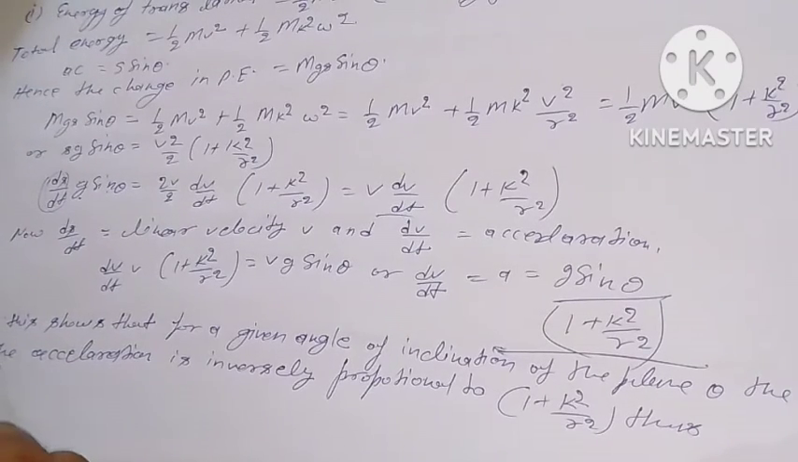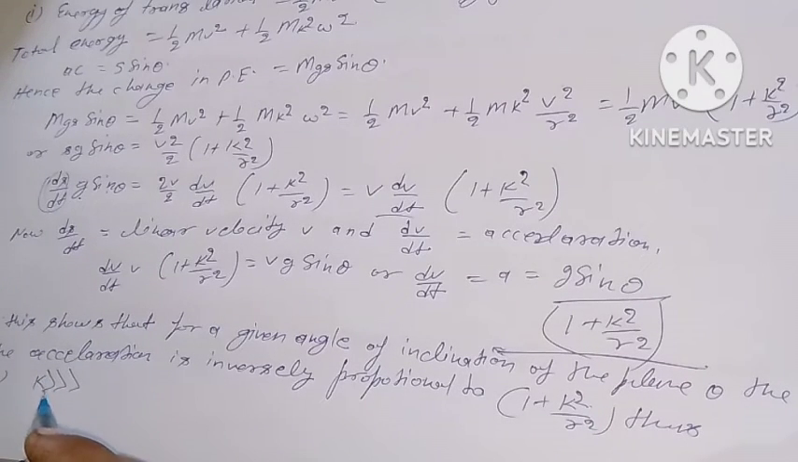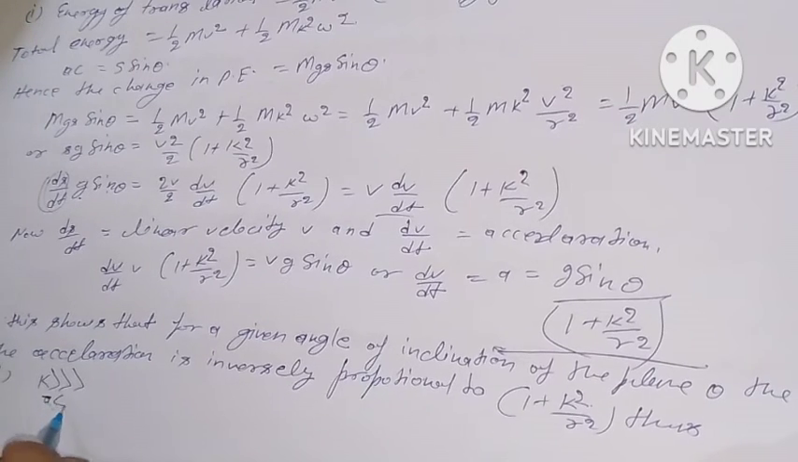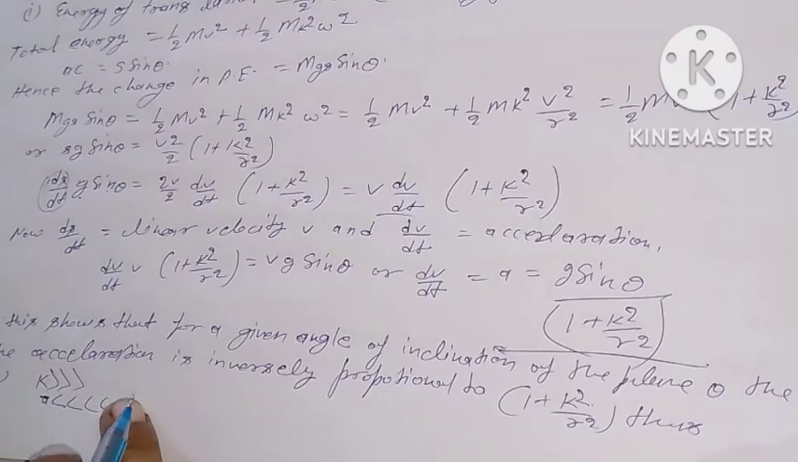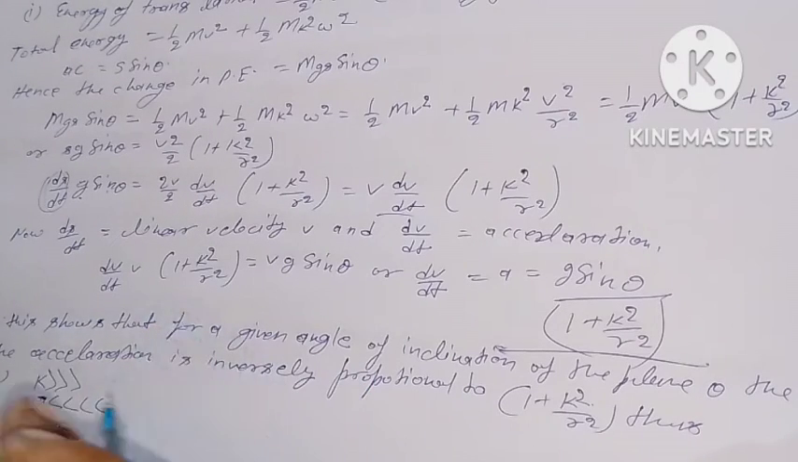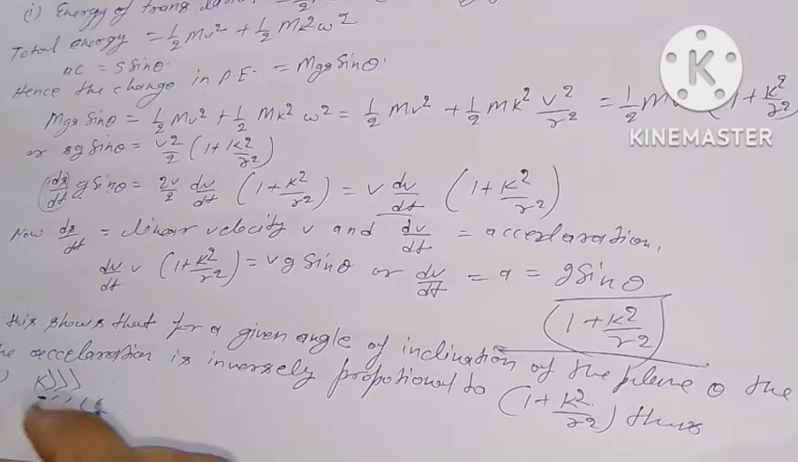Thus, first point: the greater the value of k as compared to r, the smaller is the acceleration of the body moving down an inclined plane, and hence the greater is the time taken in rolling down the plane.